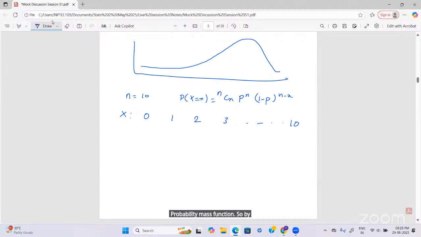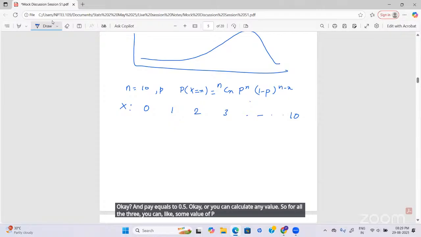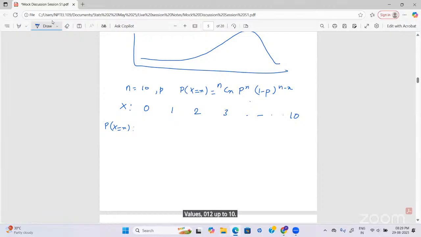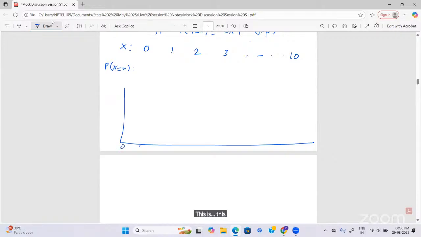So by using this, if you put n equals 10 and p equals 0.5, or you can calculate for any value, some value of p will be given to you, and you can calculate the probability for the different values 0, 1, 2 up to 10. Then you just have to plot these numbers. So how will you plot it? Suppose this is 0, this is 1, 2, 3, and up to 10. Here the probability minimum can be 0, maximum can be 1. So suppose this is 0.1, 0.2. In this way you can write.